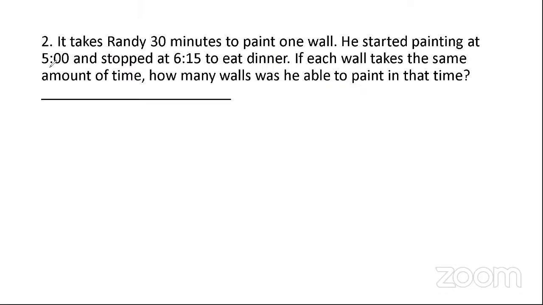So between 5 o'clock and 6:15, that would be 1 hour. Let me just write that here. 1 hour and 15 minutes. And 1 hour and 15 minutes is the same as what in minutes? How could we write this time in just minutes? All right, so we know that 60 minutes are in 1 hour. And that 60 minutes plus the 15 minutes we have would give us 60 plus 15, 75 minutes. So we have 75 minutes here that we're working with. Thank you, Michael Johnson.